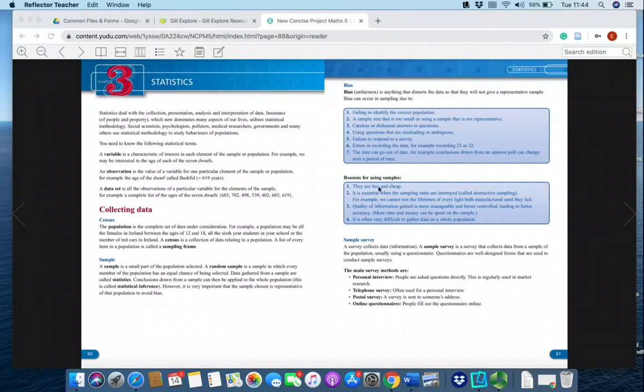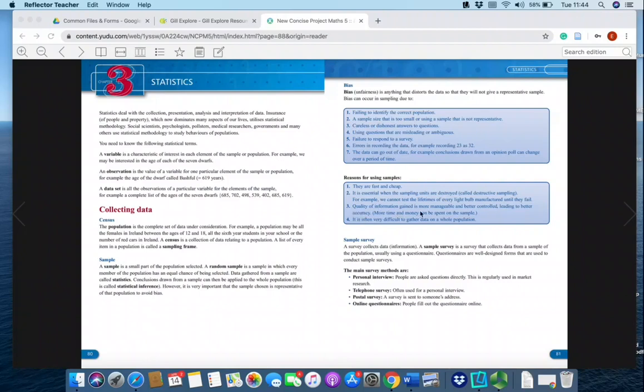So why would you use a sample instead of a population? Well, 1, they're fast and cheap. 2, it's essential when the sampling units are being destroyed. That's a very good point. In other words, if you were figuring out the lifetime of batteries, for example, then you have to use those batteries until they're wasted. So once you do that, that battery goes in the bin. So you obviously couldn't do that type of test, called a destructive test, on the entire population, because you'd end up with no batteries. So you can only do it on a sample.